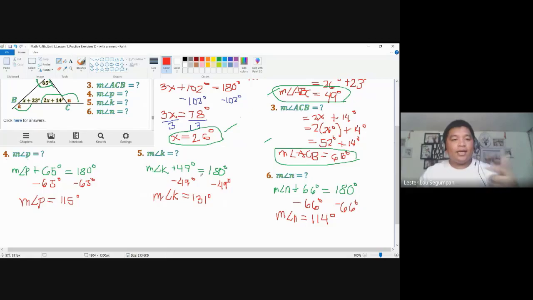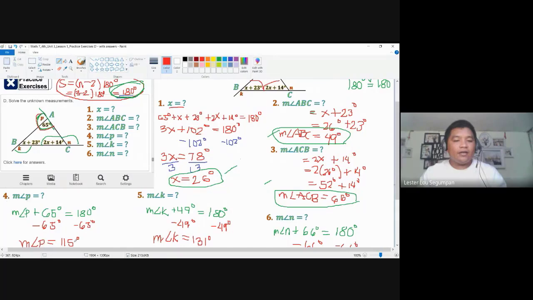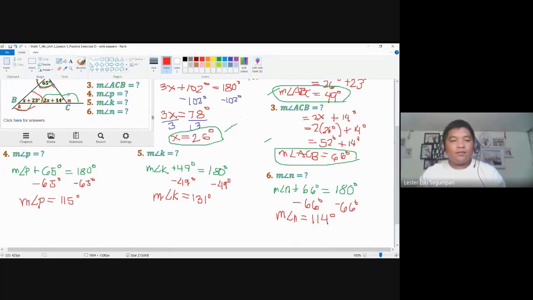How do we know if the answers for numbers 4, 5, and 6 are all correct? Let's go back to the figure, and they should be supplementary. 115 plus 65 is 180 degrees, that's correct. Next here, angle K is 131 degrees, plus this angle, which measures 49 degrees, is also 180 degrees. Just use mental math here. And then the measurement of angle N is 114 degrees plus this angle, which measures 66, will also yield 180 degrees. That's one way to check.